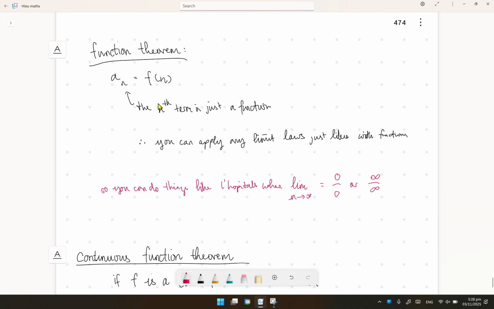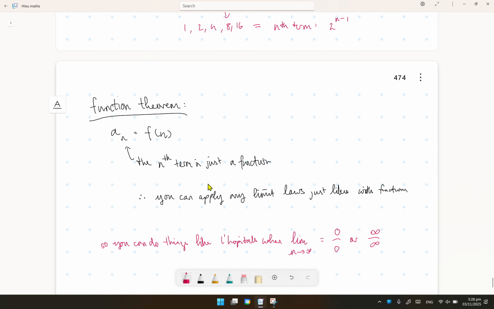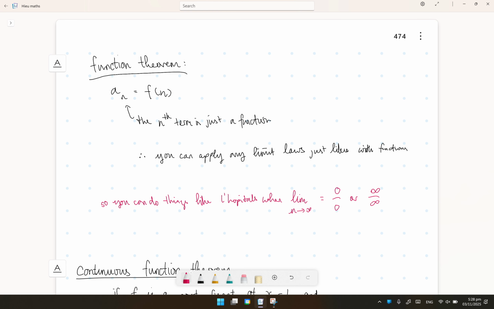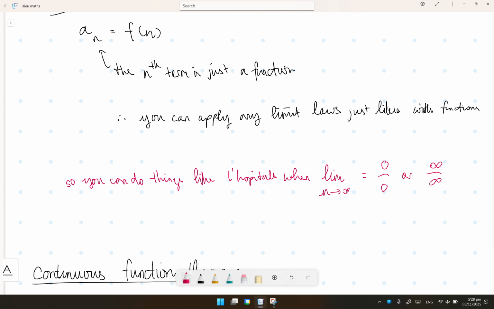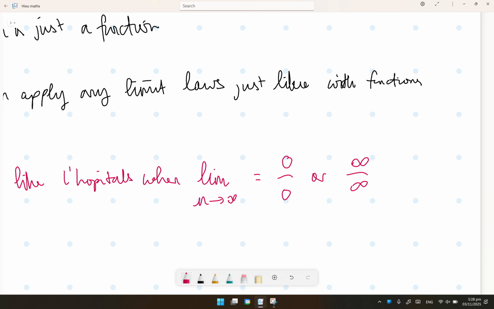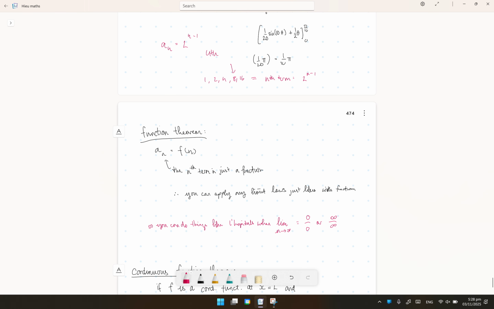And so if any term inside a sequence is a function, we can apply any kind of limits or calculus to it that we're actually really good at. For example, if you try to find the limit to infinity of that sequence, so n to infinity, the infinite term of that sequence, and you get 0 over 0 or infinity over infinity, you could still use L'Hopital's because each term is just a function.